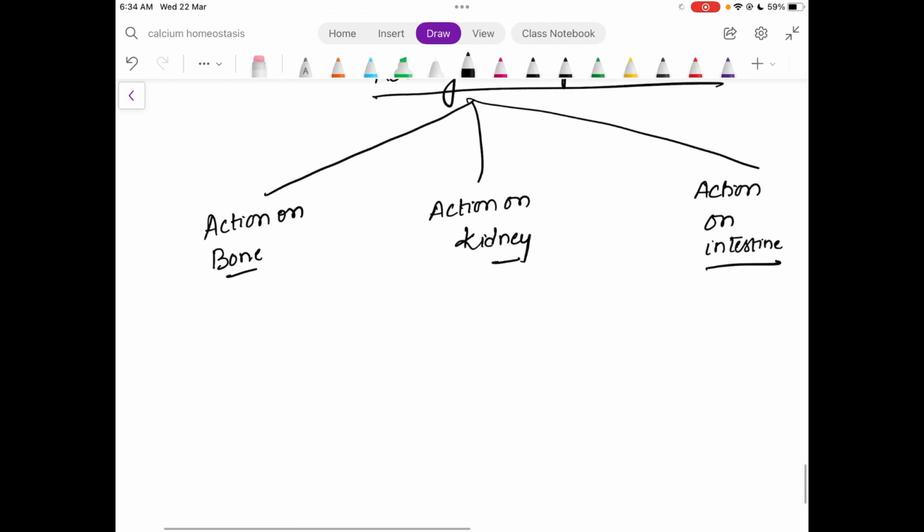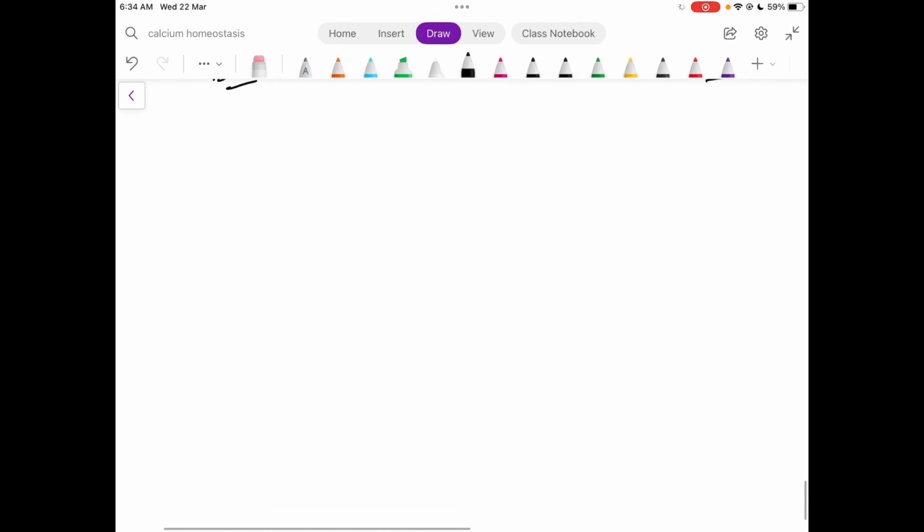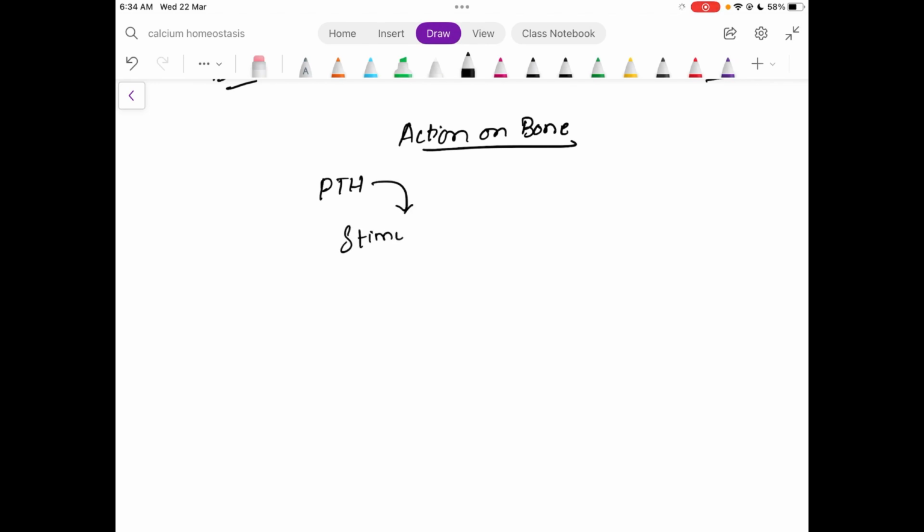So first we'll see action on bone. What will happen? PTH will act on osteoblasts and they will stimulate osteoblasts.